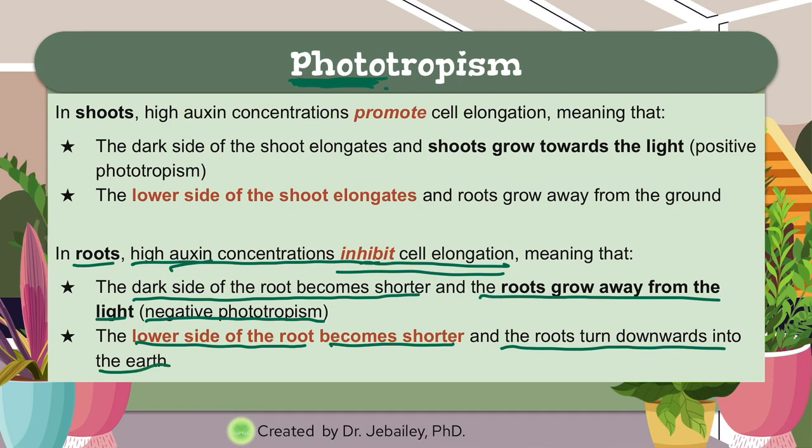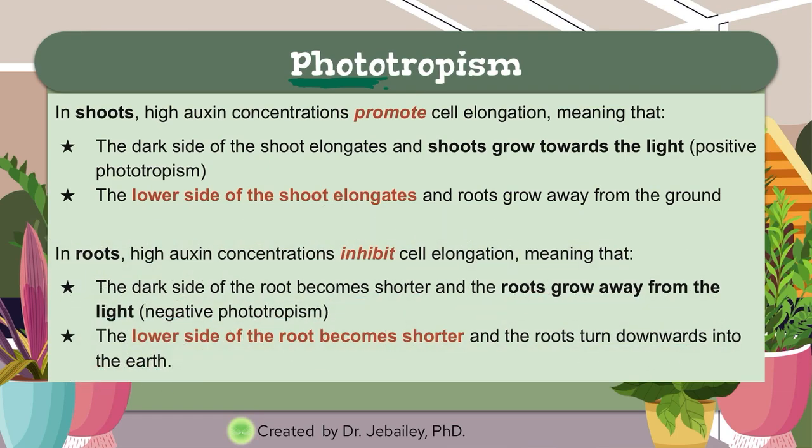So what you can understand from this, if I had to highlight and reinforce the information here from both, it's just basically what is in red and in bold. When you talk about the stems, it's all about high auxin. In the stems, it promotes cell elongation, and that means the shoots or the stem grows towards the light, and the lower side of the shoot elongates.